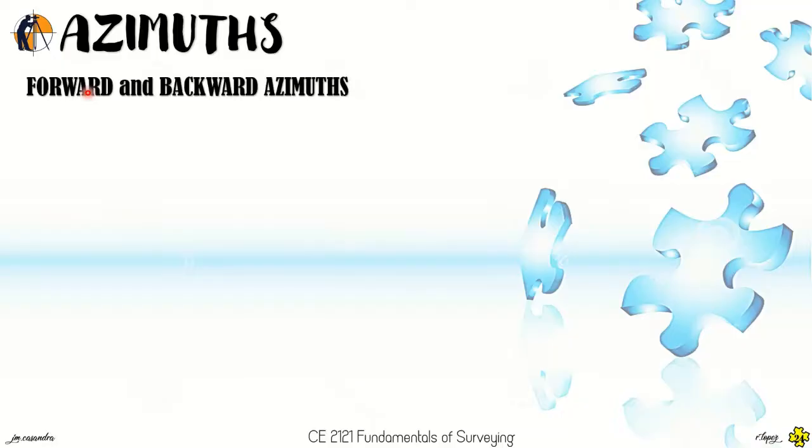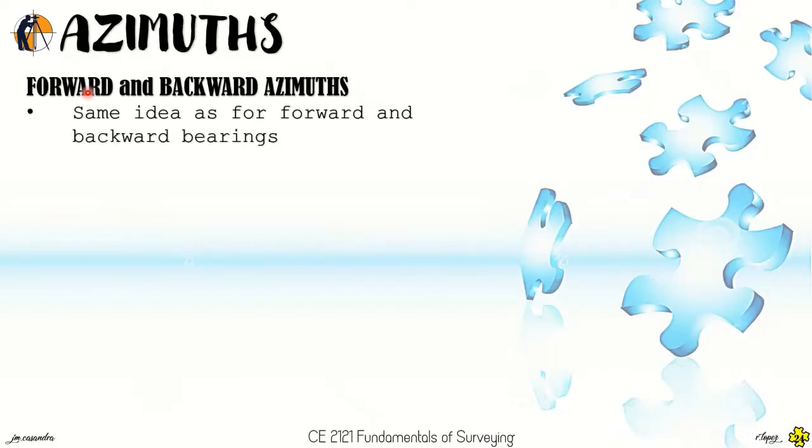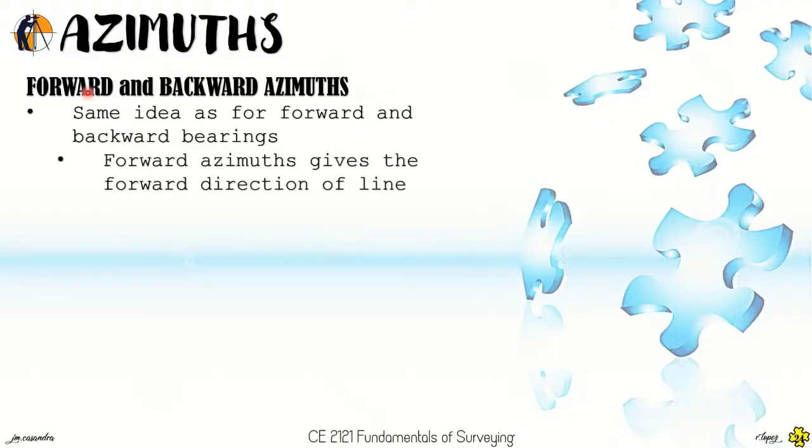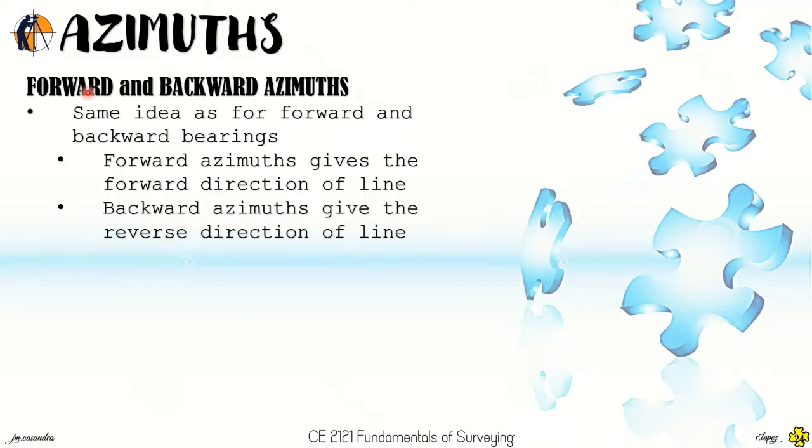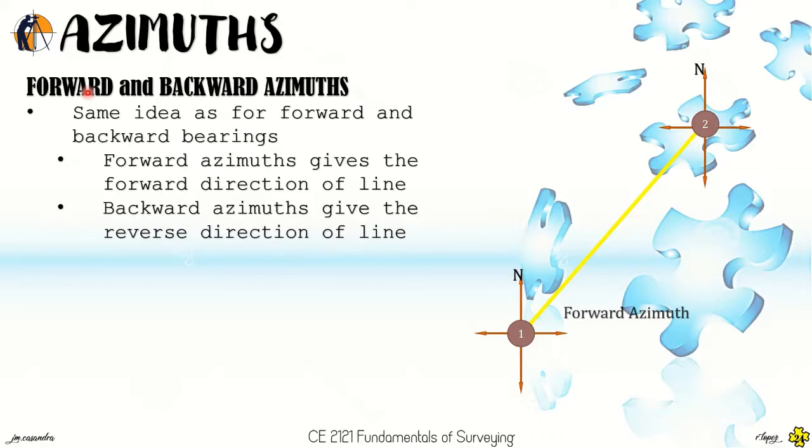So we have the forward and backward azimuths. Same idea as for forward and backward bearings. Forward azimuths would give the forward direction of the line, and backward azimuths would give the reverse direction of our line. So for example, we have your points 1 and 2. Forward azimuths are taken from point 1. So we have your azimuth from the south and azimuth from the north. And then next, we have your backward azimuth taken from north and south at point 2.